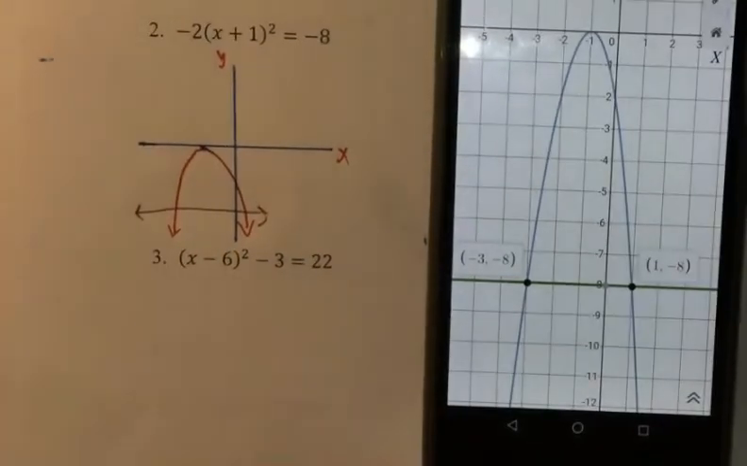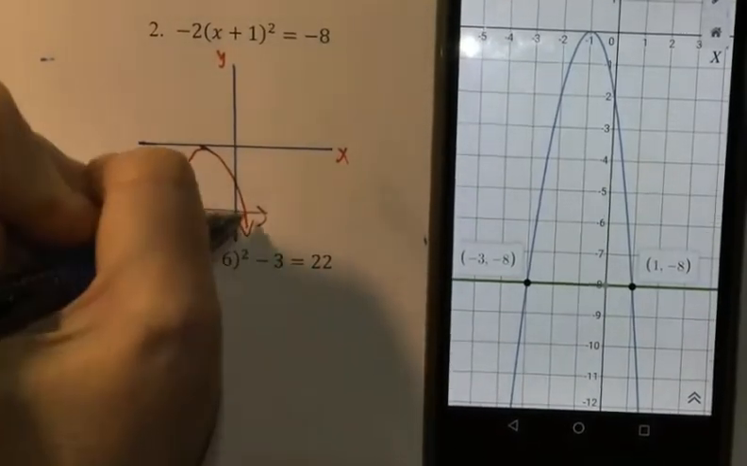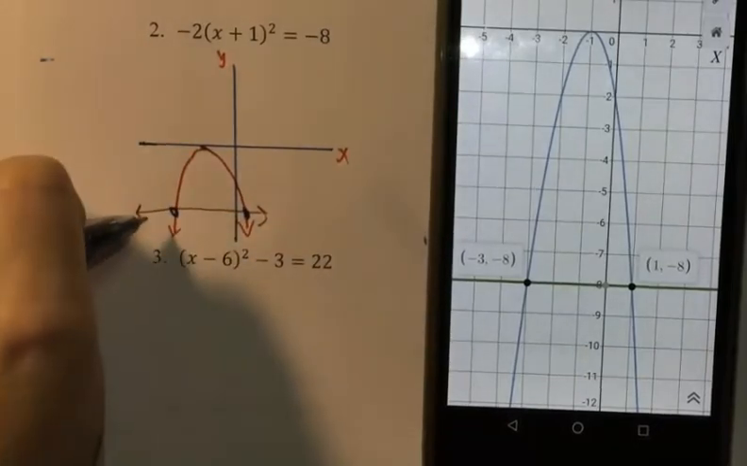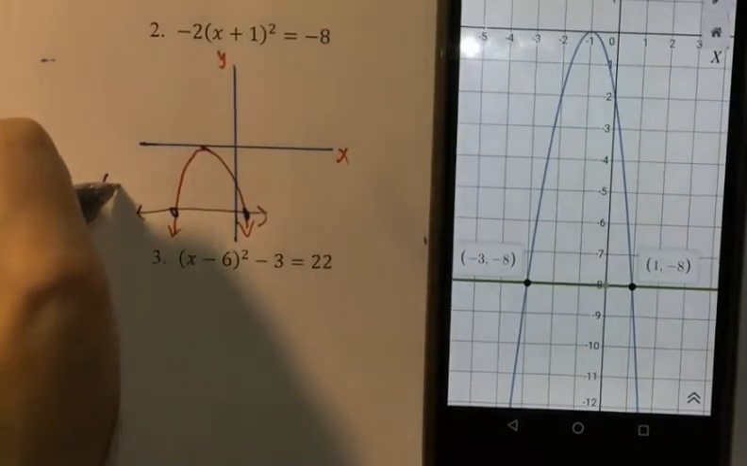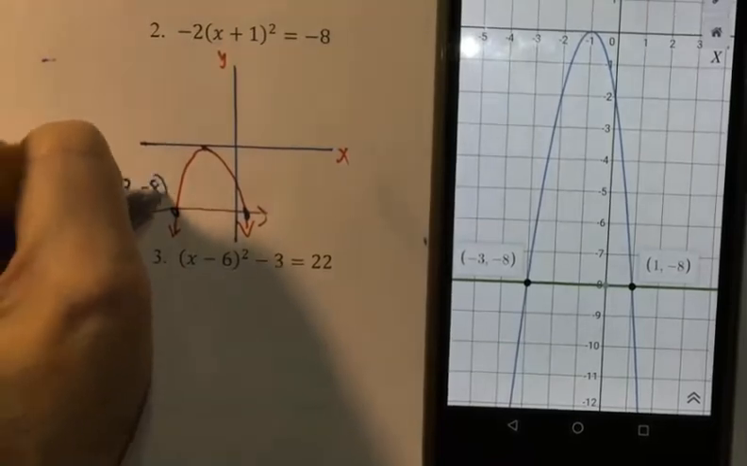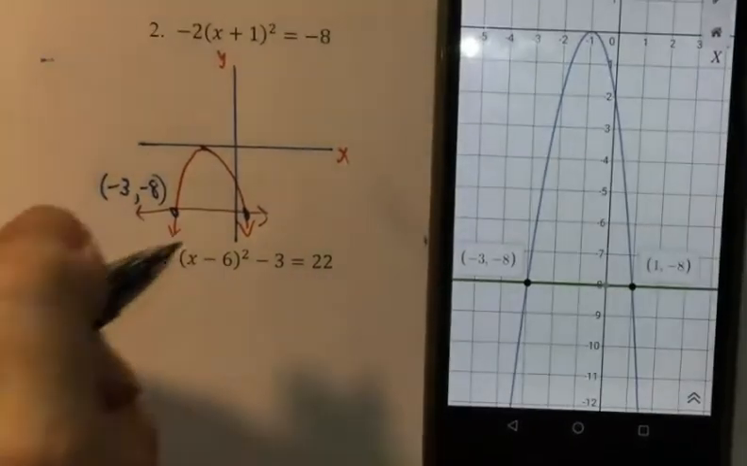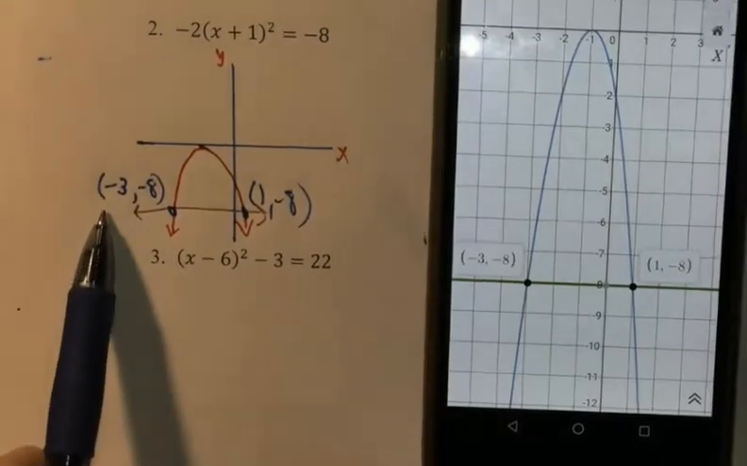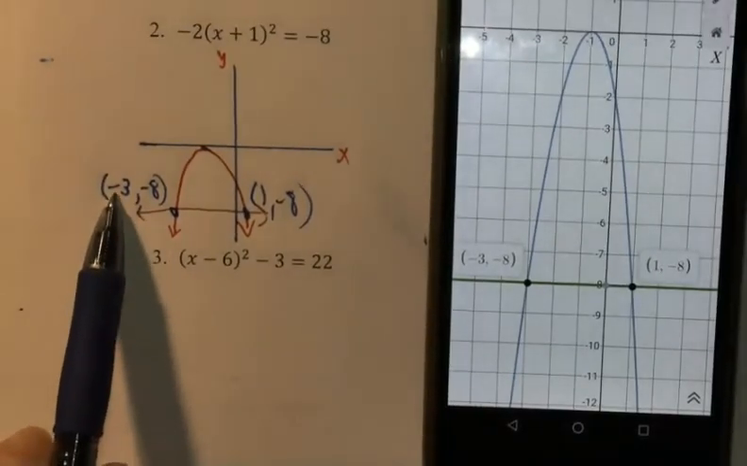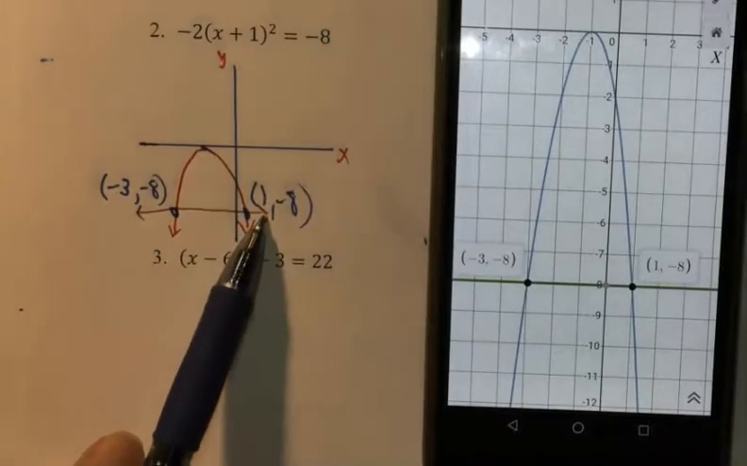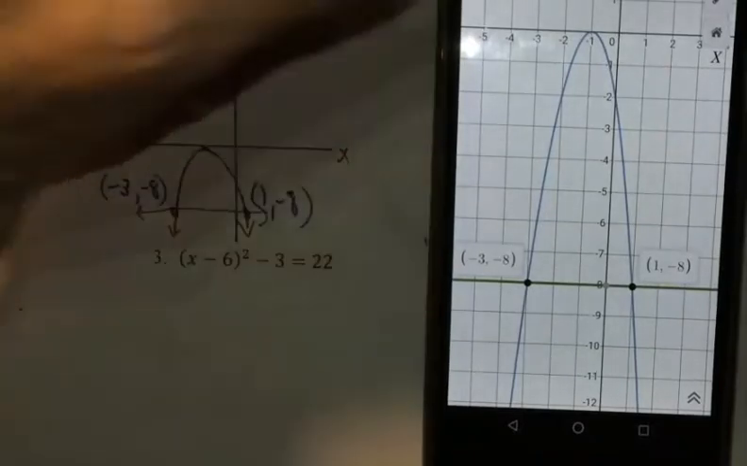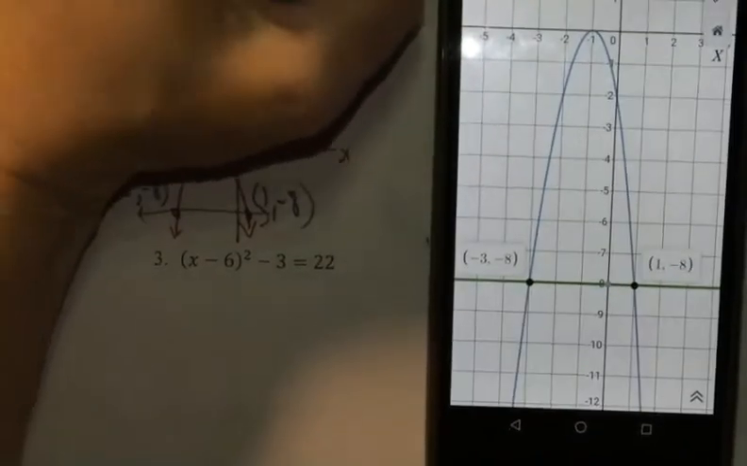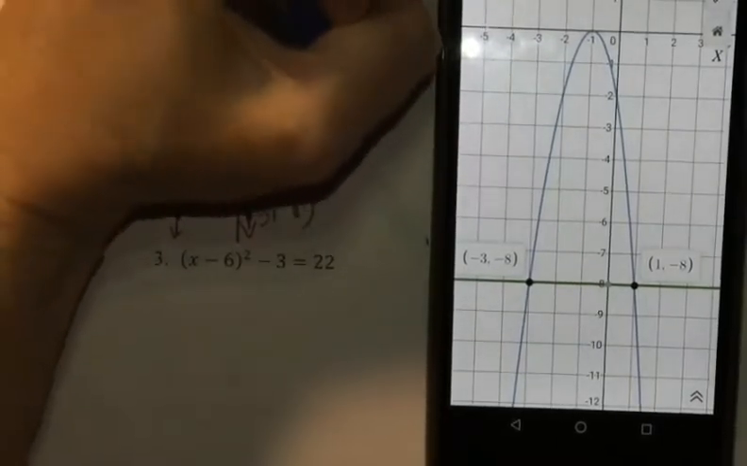And so the points of intersection are the points I care about. So I'm going to label those. So this point of intersection was negative 3, negative 8. And this point of intersection was 1, negative 8. So that means the solutions to my equation are going to be x equals negative 3 and x equals 1. So let's write our solutions. x equals negative 3, x equals 1.